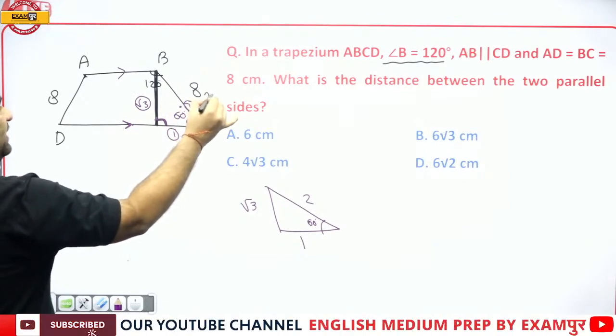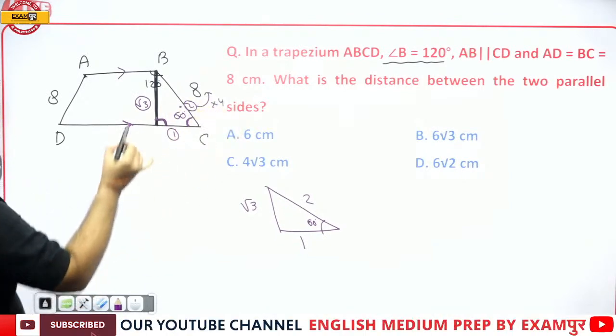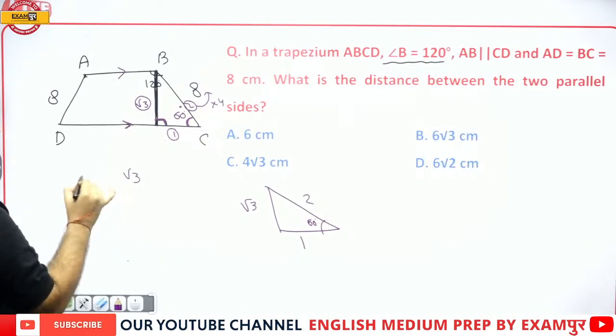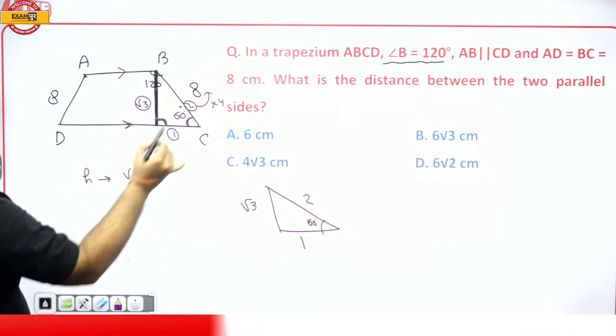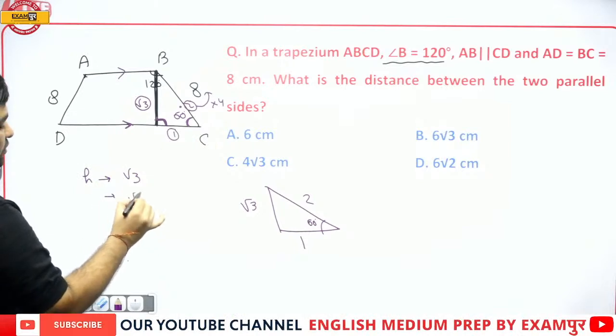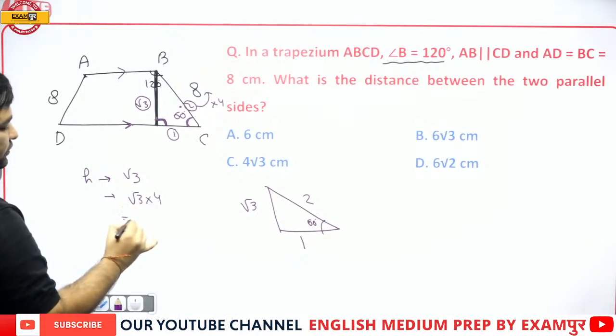So 2 is given as 8, so 1 is equal to 4. So height is root 3. If 1 is equal to 4, then root 3 is equal to root 3 into 4, that is 4 root 3.